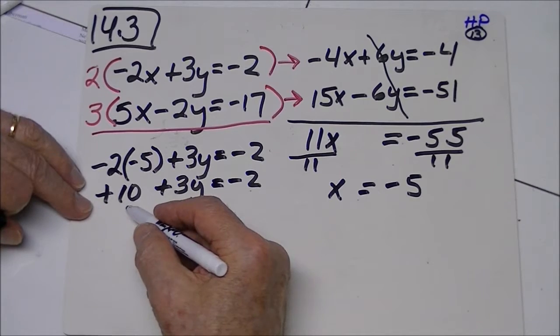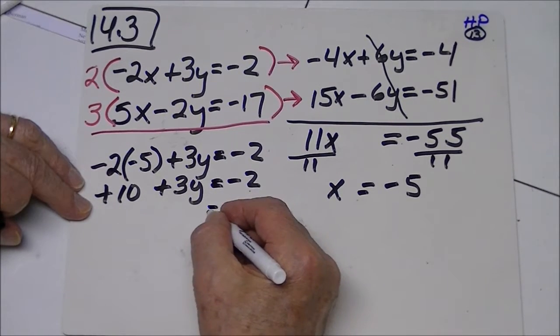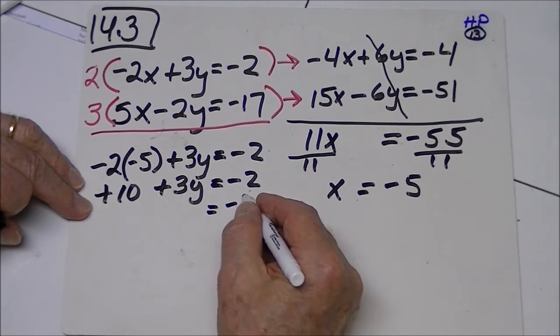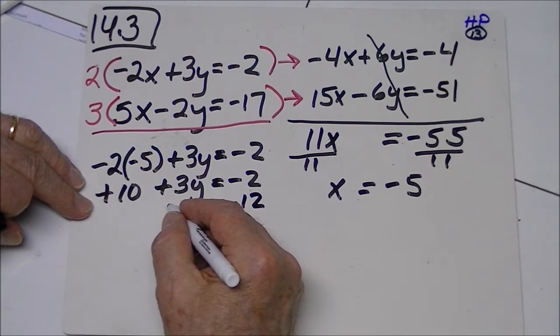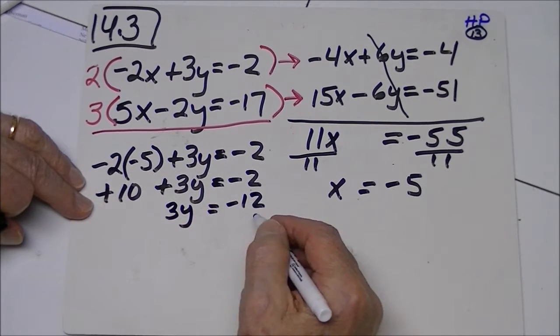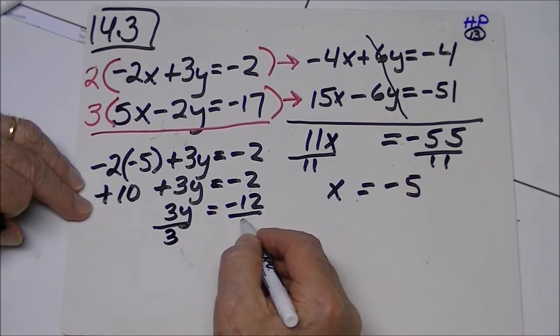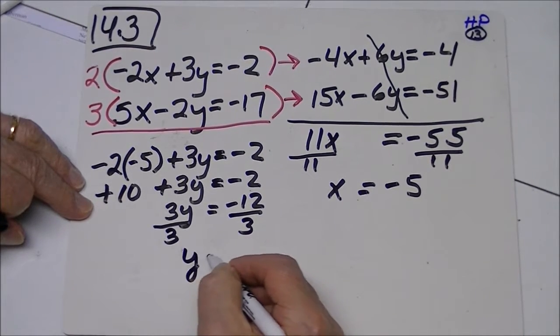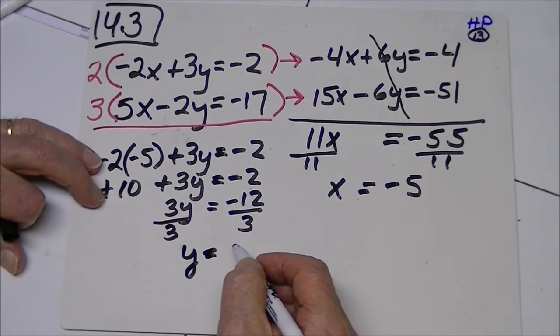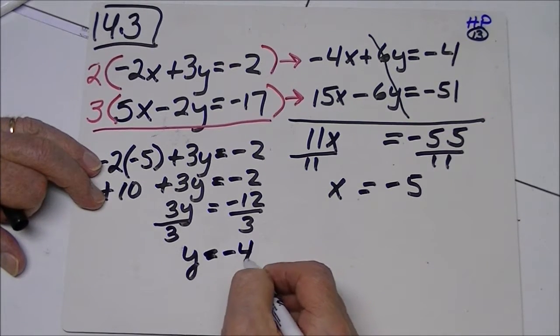Now we're going to transpose the 10. On this side it becomes a negative 10. So this is negative 12. And we solve for y by dividing both sides by 3. We get y equals a negative 4.